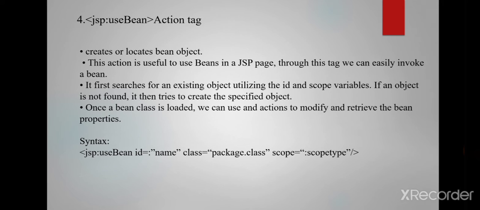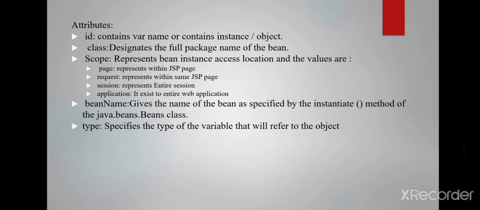Syntax of the JSP use bean action tag, that is, JSP use bean ID is equal to name, class is equal to package.class, scope is equal to scope, type. Attributes include ID, class, scope, bean name and type. ID means it contains a variable name or contains the instance or object. Next, class, it designates the full package name of a bean.